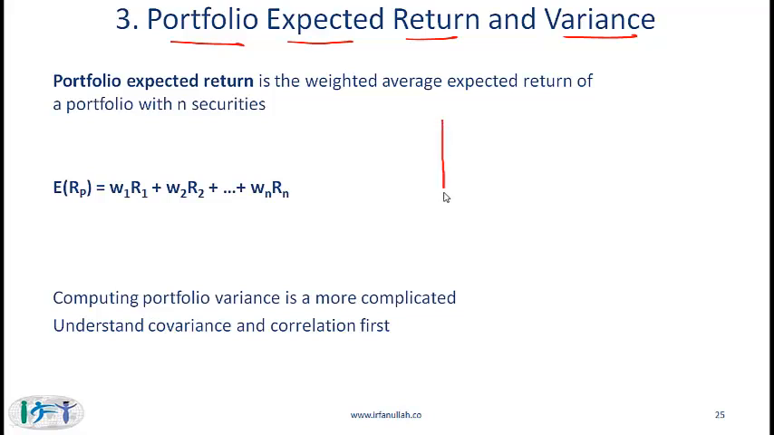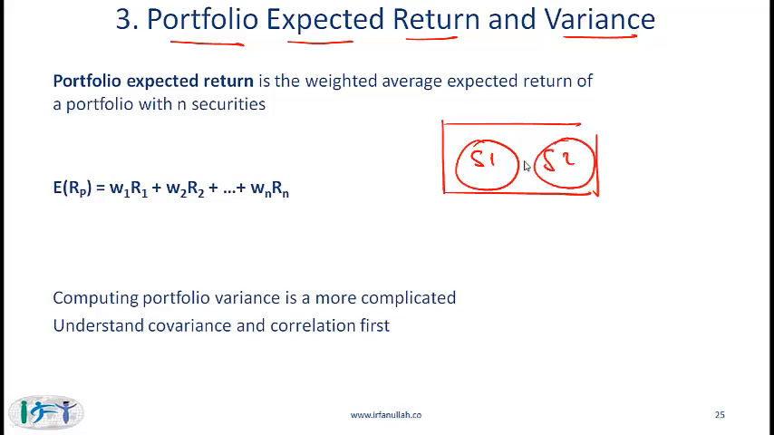Let's say we have a very simple portfolio which consists of two stocks, stock 1 and stock 2. Let's say that stock 1 represents 80% of your portfolio and stock 2 represents 20%. If the expected return on stock 1 is 10% and the expected return on stock 2 is 16%, then what is the expected return on this overall portfolio?